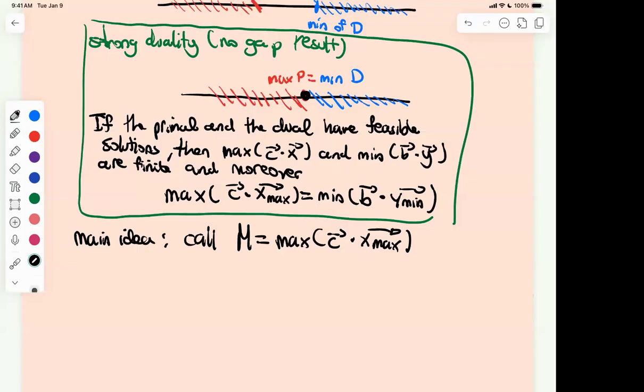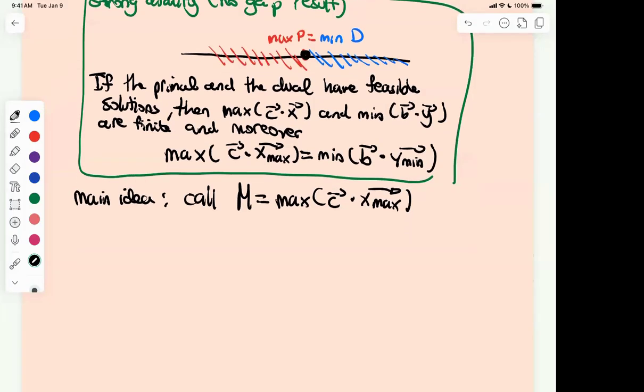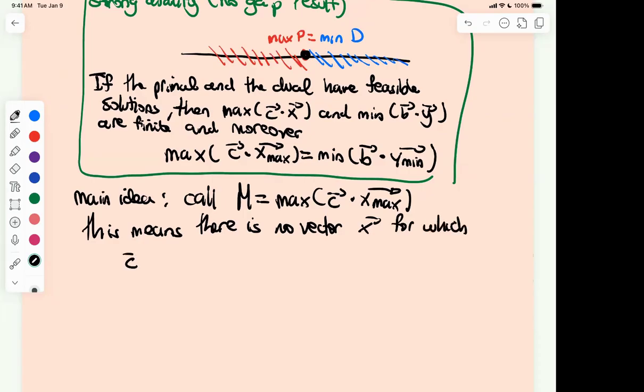And these are really absolute maxes, so there are no complications of whether it's a local min or a local max or something like that. The idea is that if the maximum happens at a number, above that number there are no points that attain a higher value, because otherwise the max would have occurred higher. So what that means is that there is no vector x for which c dot x is higher than M, right?